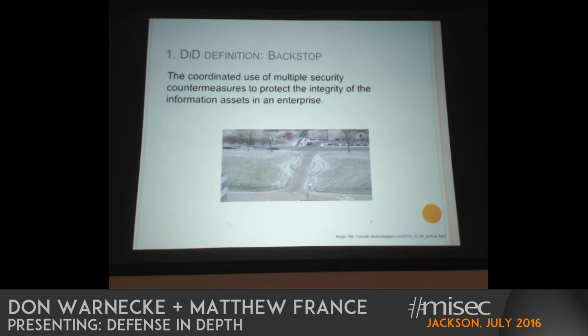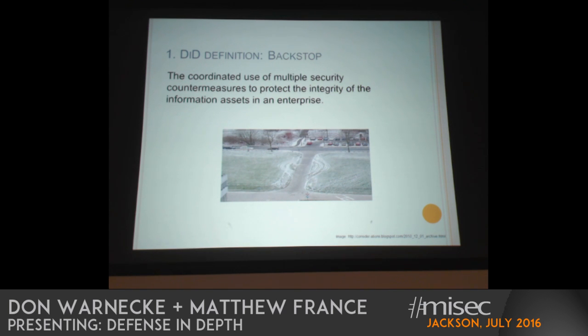So if I was to ask who knows what defense in depth is, I suspect everybody would raise their hand, or just about everybody. Not everybody, but just about everybody. But I also suspect we'd all give different answers on what it is. And I'm going to keep that trend, because I'm going to actually give you two definitions of defense in depth.